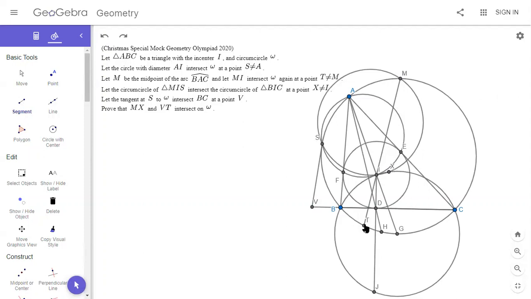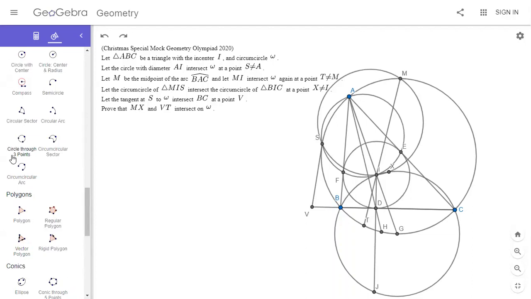Let me still keep thinking about my radical axis idea to show TH passes through V. This sounds pretty difficult. I'm just gonna try for a couple minutes. Yeah, it does seem difficult. That's definitely true.